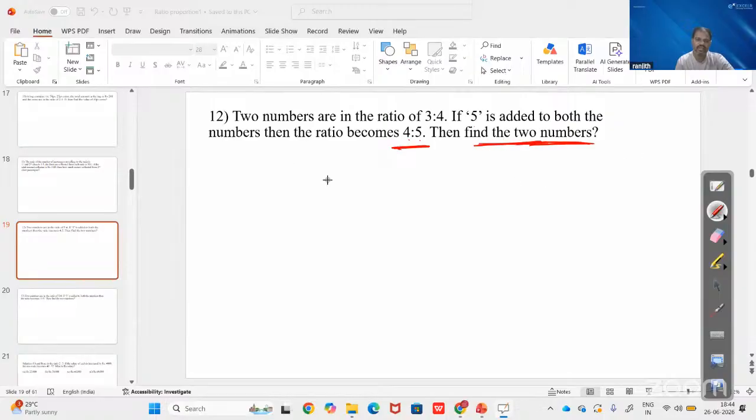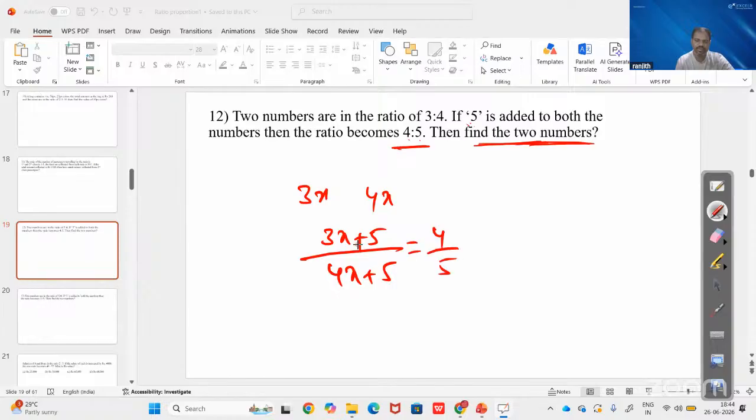Here the ratio is 3:4, so we'll go with 3x and 4x. After 5 years, if 5 is added, 3x plus 5 divided by 4x plus 5 is equal to 4 by 5. Do the cross multiplication. 3 5 is 15, 4 4 is 16. The difference of 15 and 16 is x, so 4 5 is 20, 5 5 is 25.